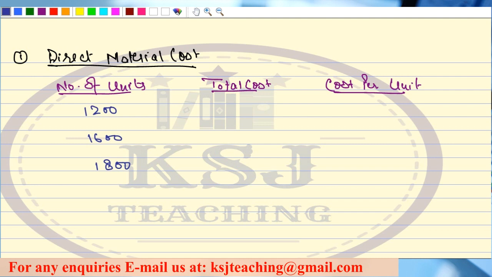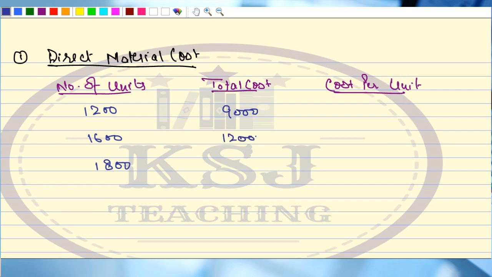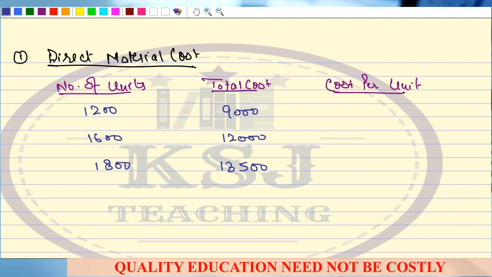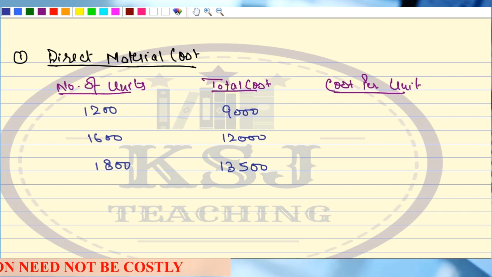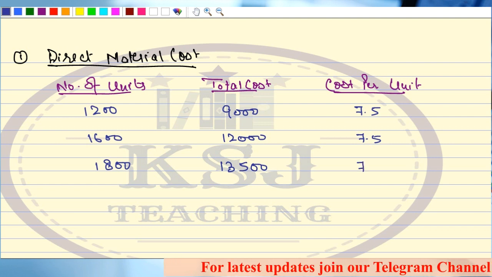And what is the direct material cost given to us? That is 9000, 12,000 and 13,500. Can you tell me the cost per unit, sir? 9000 divided by 1200, that is 7.5. Then 12,000 divided by 1600, again 7.5. 13,500 divided by 1800, again 7.5.